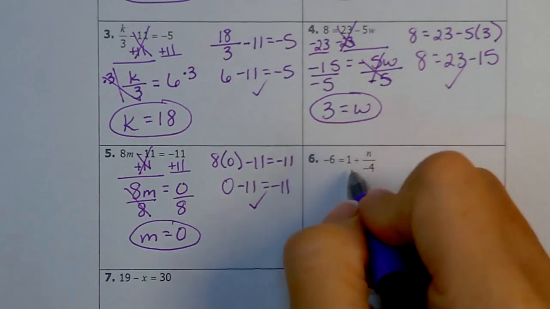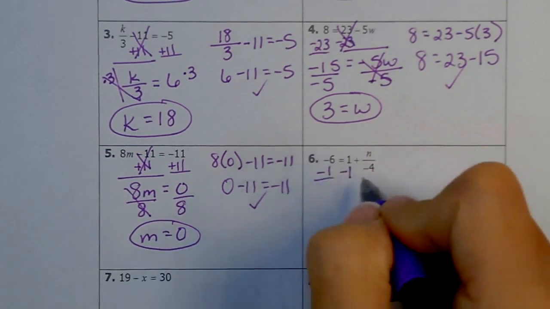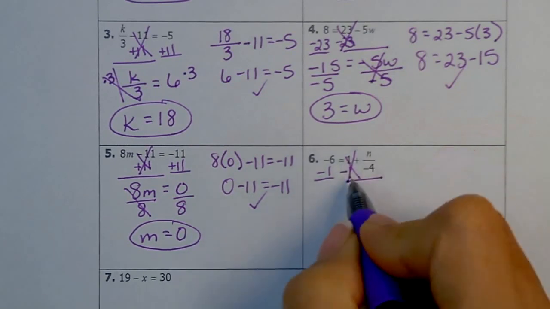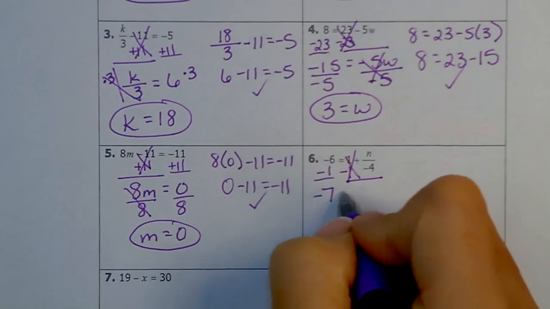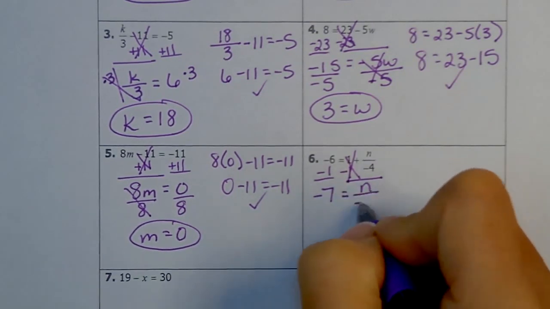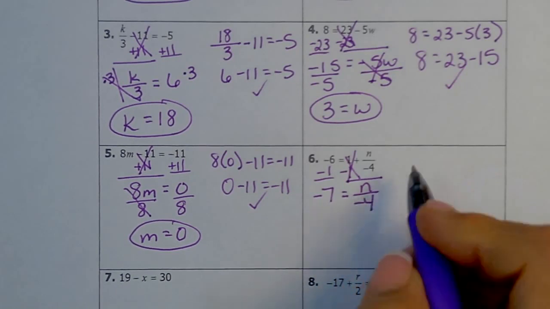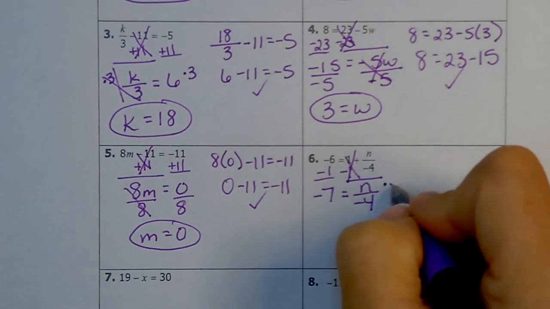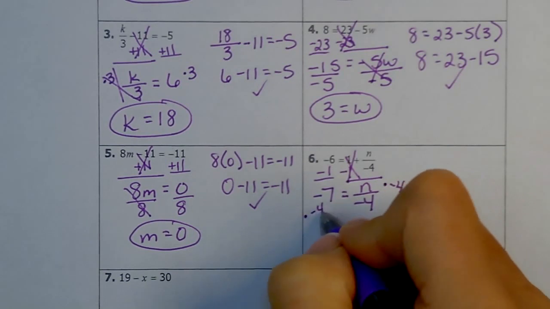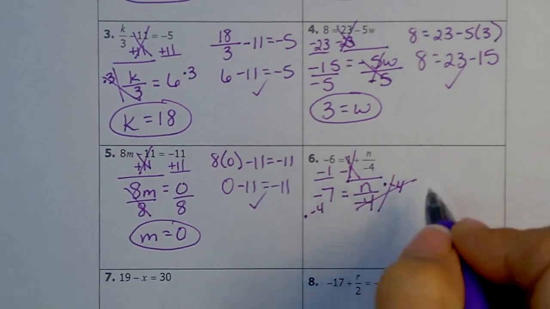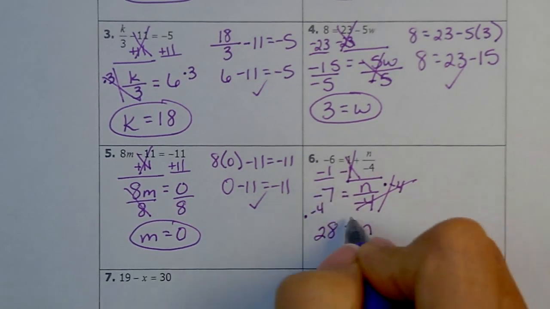Number 6. Here's my variable, so I need to undo +1 with a -1. I do it here, I have to do it here. -6 minus 1 is -7. All right, so this is a divide by -4. The inverse would be to multiply by -4. If I do that here, I need to also do it here. So that cancels. This gives me 28 equals n.